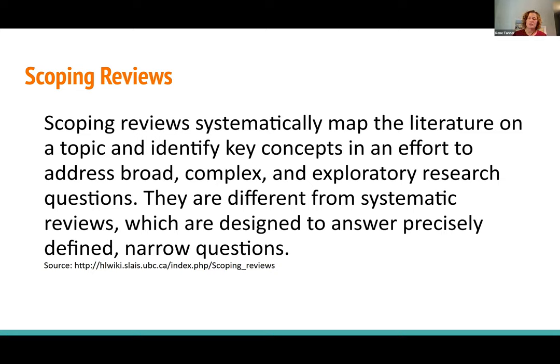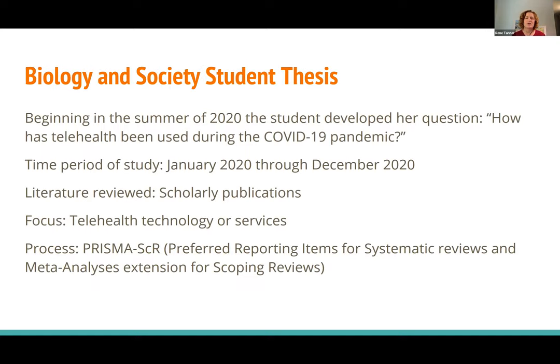So that is what I worked on with a student who was doing a thesis for her honors college work. And she reached out to me in the summer of 2020 during the pandemic. She was interested in looking at how telehealth was changing and being used to help with the COVID-19 pandemic. So she said, hey, would you be my thesis advisor? And I thought, oh boy, I've never done that before, but I knew that I had a lot of support.